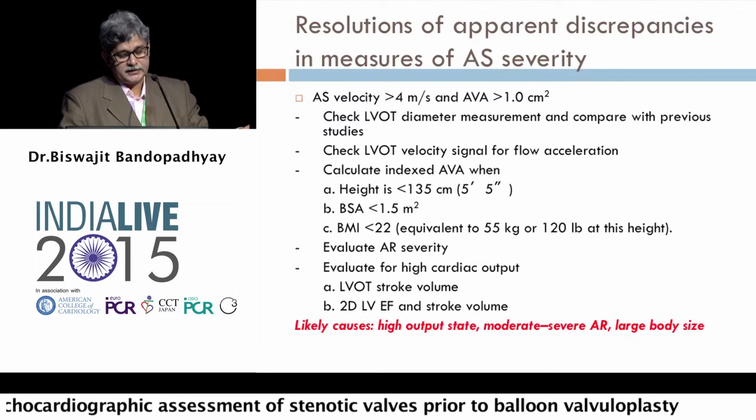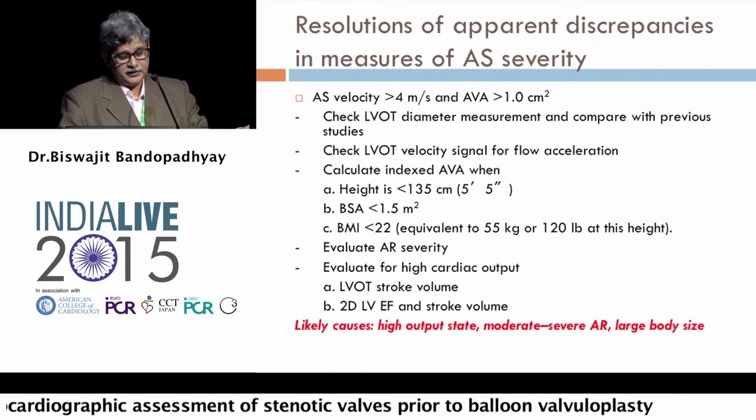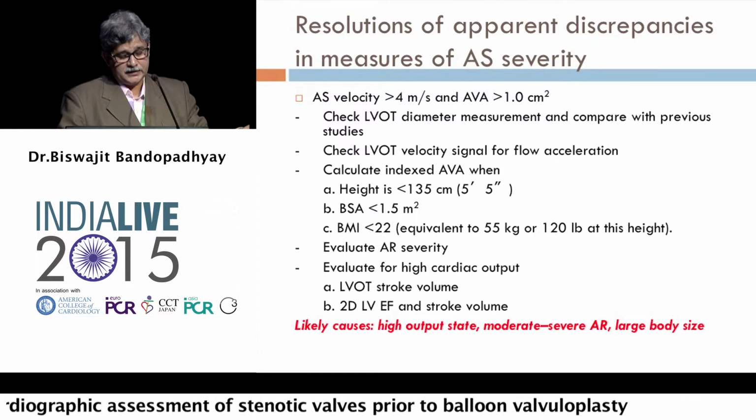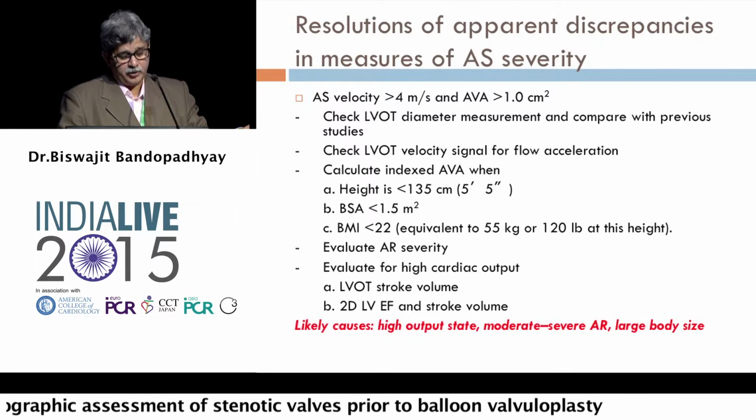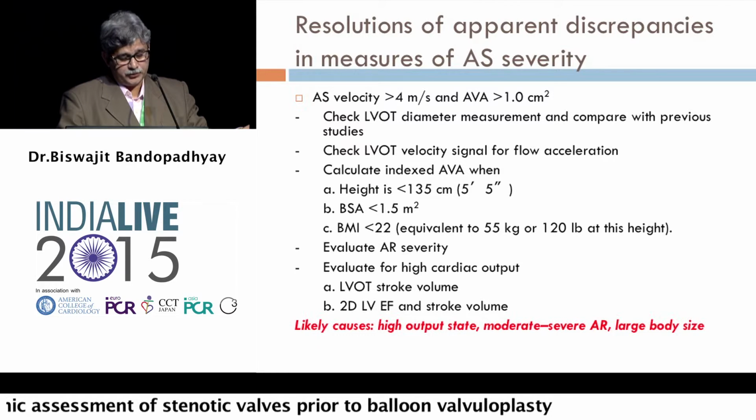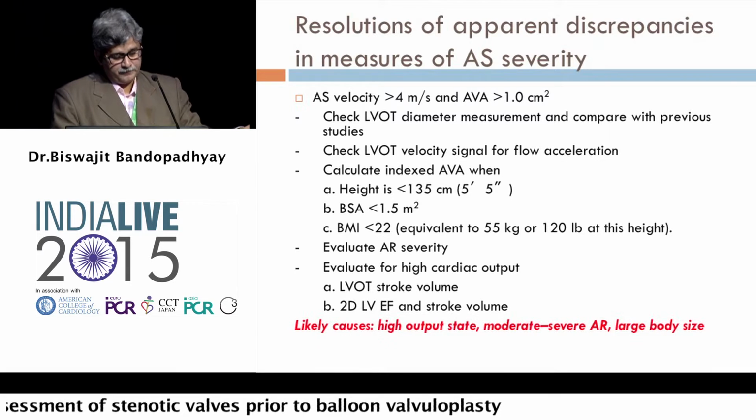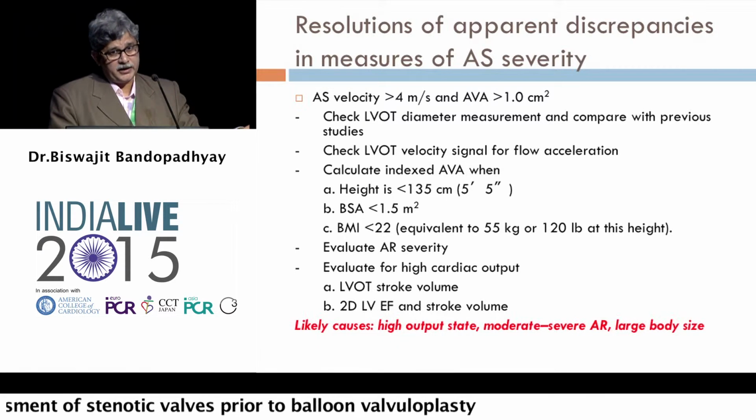Calculate the indexed aortic valve area, especially when the height is less than 135 centimeters, body surface area less than 1.5 square meters, and BMI less than 22. You also have to evaluate the aortic regurgitation severity and evaluate for high cardiac output.